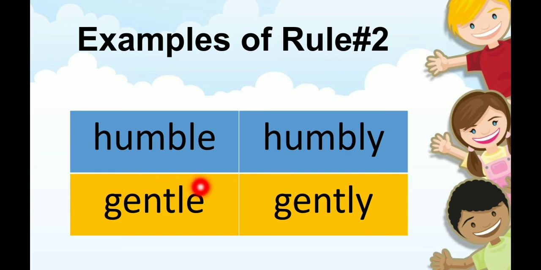Similarly, gentle. Again, there is le in the end. So what we have to do? We have to remove e and we have to add y. Just like this. Gently. So this is rule 2.